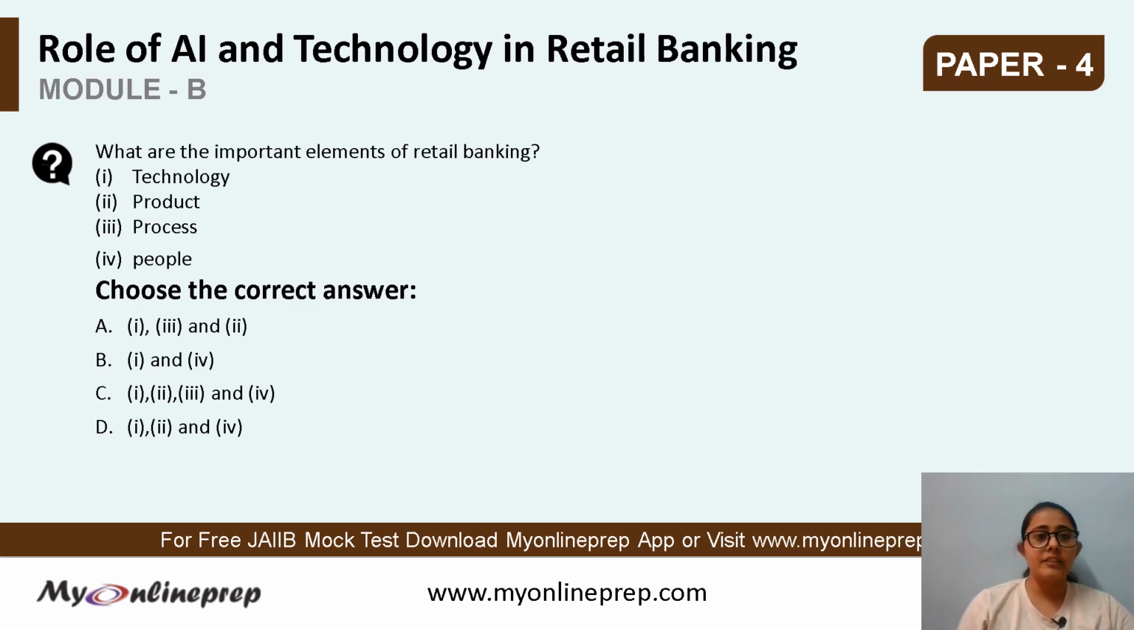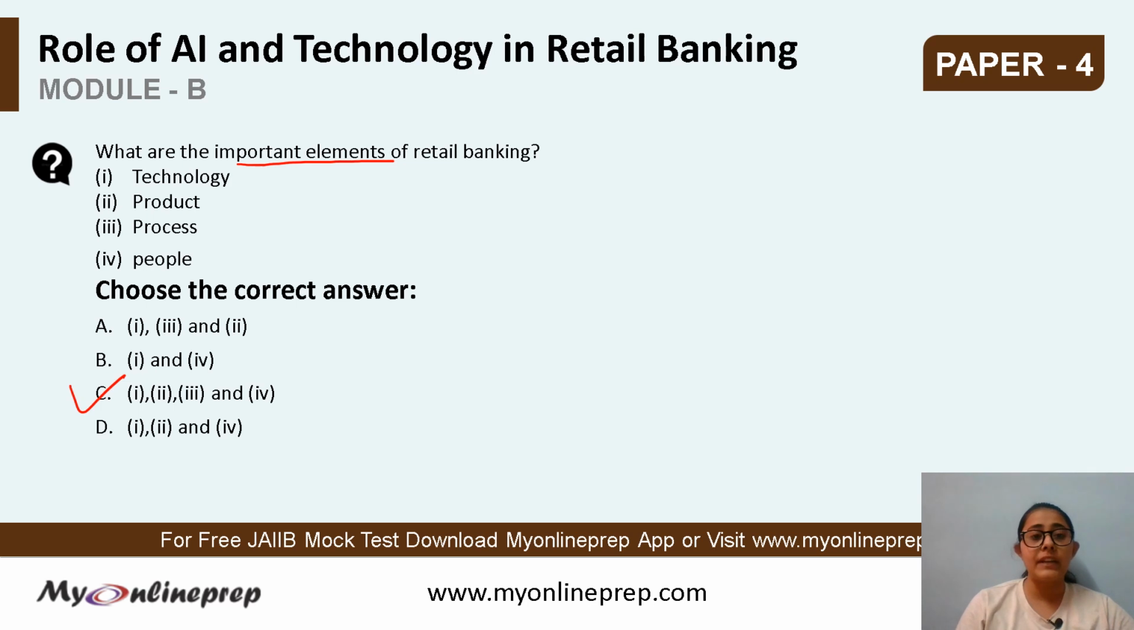The next question is: what are the important elements of retail banking? Now this is a very basic but one of the most important questions. The statements are technology, product, process, and people, and we need to choose from the given options. A is 1, 3 and 2, B is 1 and 4, C is 1, 2, 3 and 4, and D is 1, 2 and 4. So we can say that the correct option is C, that is 1, 2, 3 and 4. All of these, technology, product, process, and people, are the important elements of retail banking.